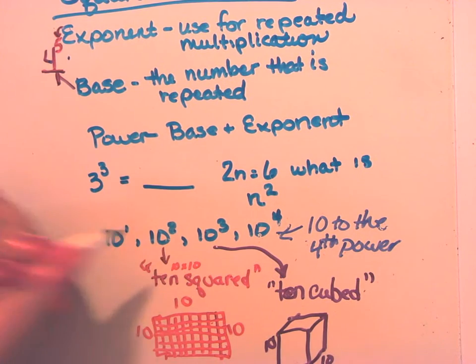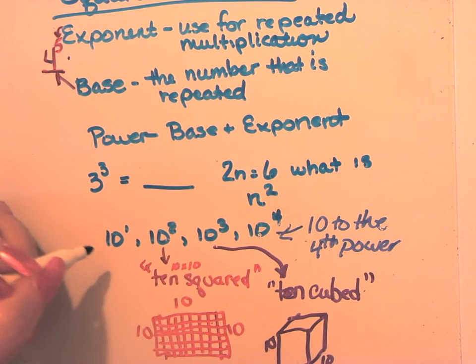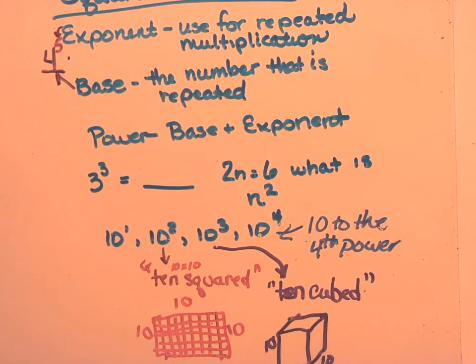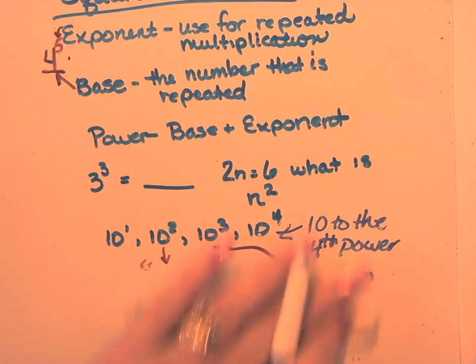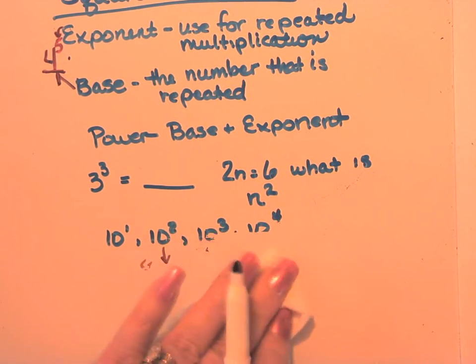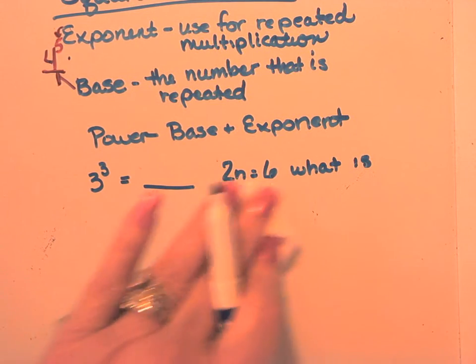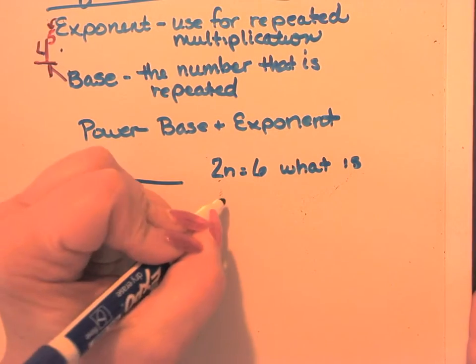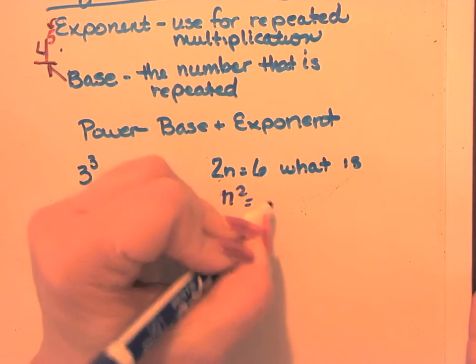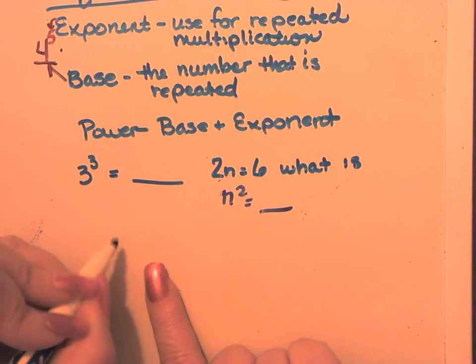When you're trying to figure out the answer to these type of things, we can look at it. Let's just rearrange this here. So you know that it's 10 squared, 10 cubed, 10 to the 4th power. Well, let's see what those actually equal.